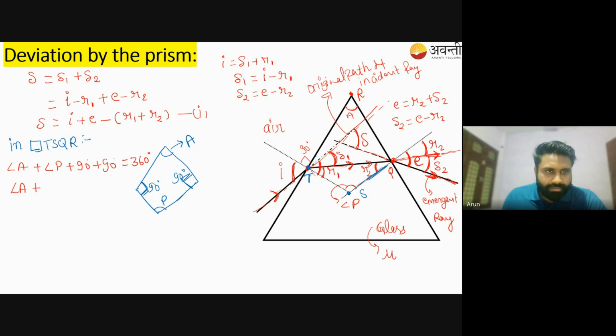So we will see here the angle A plus angle P is nothing but 90 plus 90, which is 180. Cancelling 180 from 360, we get 180. This is equation number 2.